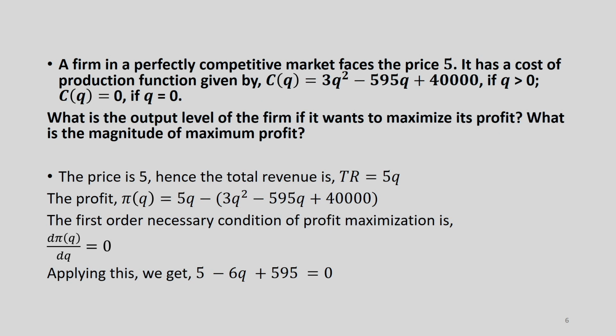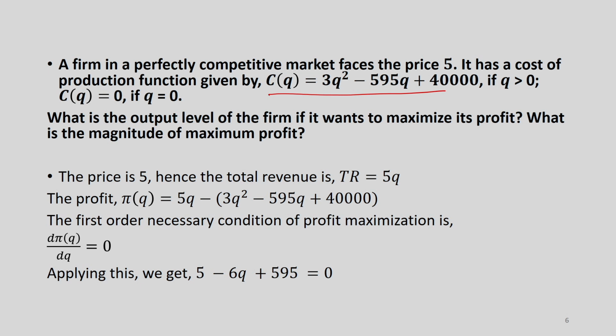Another problem related to perfect competition. A firm in a perfectly competitive market faces the price 5. It has a cost of production given by this. C(q) is equal to 3q square minus 595q plus 40,000 if q is greater than 0, and this C(q) is equal to 0 if q is equal to 0. So, this is the scenario.